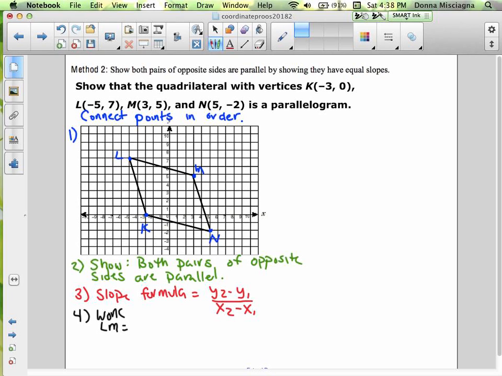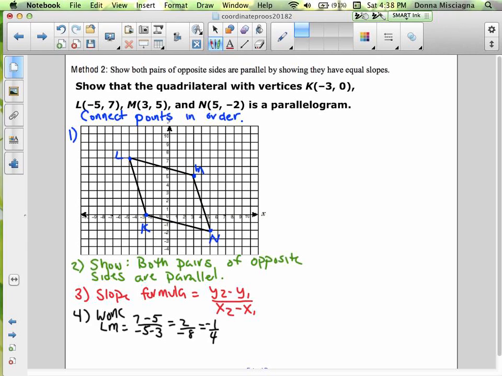So we have 7 minus 5, difference in the y coordinates, and then -5 minus 3, and that's going to be 2 and -8 in the denominator. So that reduces to -1/4. Always reduce. What if I had 2 8s and 4 16s and I didn't recognize that those are the same things? So always reduce.